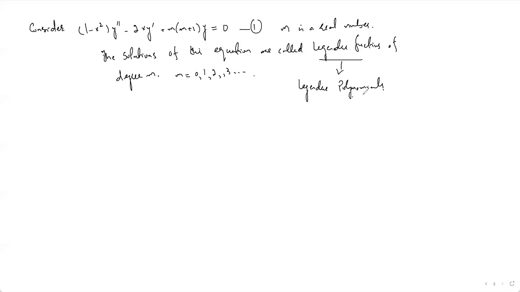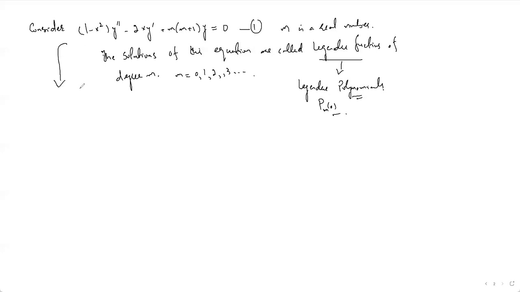Actually, we need to do the exercise later on when we find the solution. We call them Legendre functions. The solutions are also called Legendre polynomials. We will come to that after finding the solution, and we usually represent them by Pm of x. Okay. Now, how do we solve the second order differential equation?